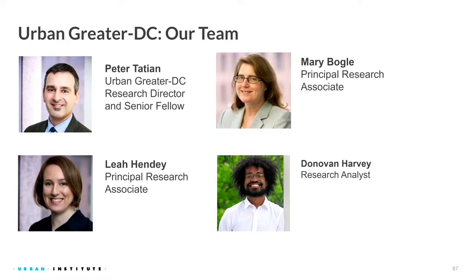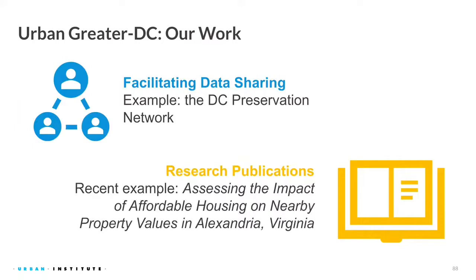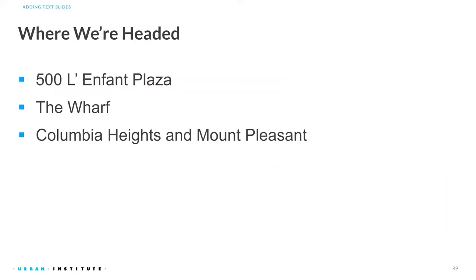And we have here some of the core members of our team. However, there are many members left off that slide, and all of them are responsible for the work we do here at Urban Greater DC. Some of the examples of our work are pictured above, including facilitating data sharing, such as the DC Preservation Network, very similar to HouseCat, and through research publications, with the most recent example being an assessment of the impact of affordable housing on nearby property values in Alexandria, Virginia.